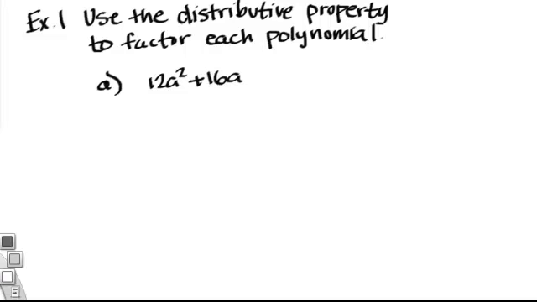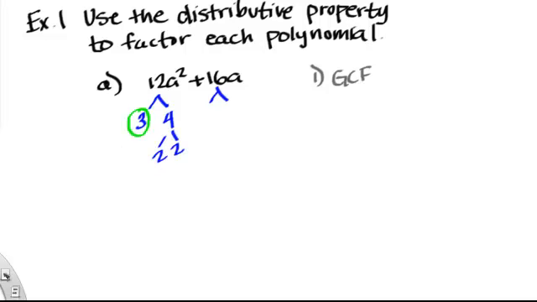So the first thing that I need to do is find the greatest common factor. To find the greatest common factor, I need to factor 12a and 16a. So the factors of 12a are 3 and 4. Since I can no longer factor this 3, I'm going to circle it, but I can continue factoring 4. Factors of 4 are 2 and 2. I can no longer continue factoring, so I circle those 2's.